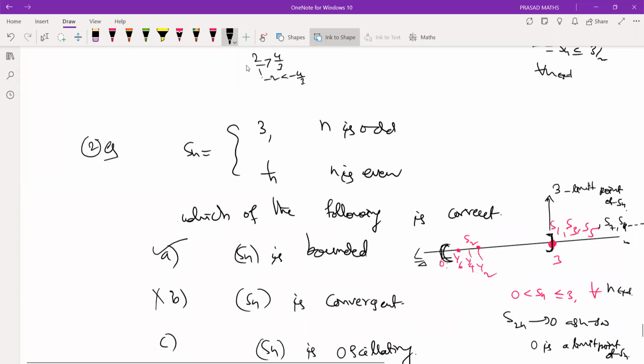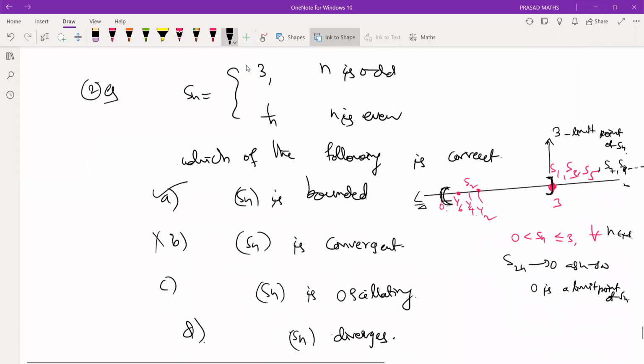Is it an oscillating sequence? Yes, because one term is here, one term is here, one term is here, one term is here. So it is oscillating, in fact finitely oscillating, because it is a bounded sequence. Is it divergent? No. So the answer is A and C.